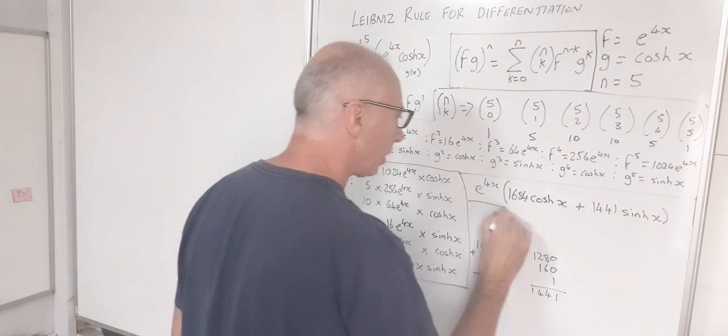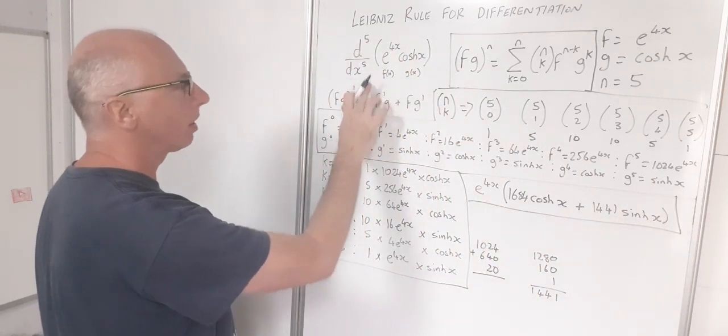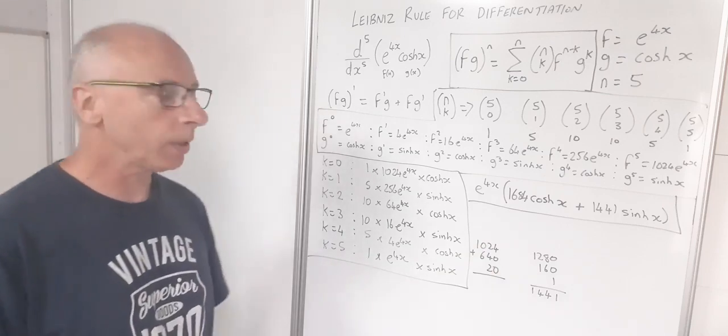That's the result of my differentiation. So the fifth derivative of this is this. So that's the result of that. And that takes care of that question. Okay.